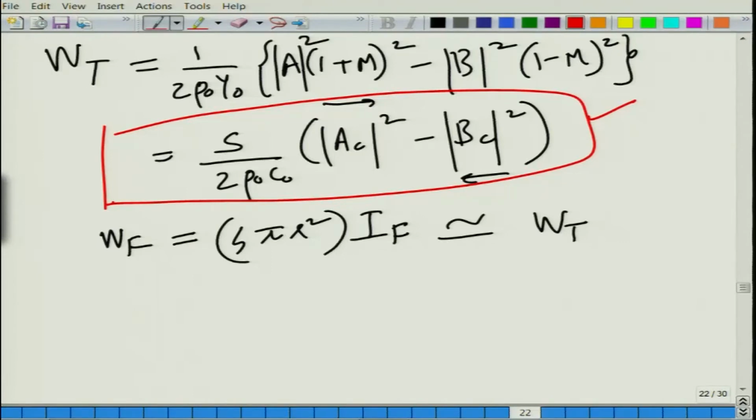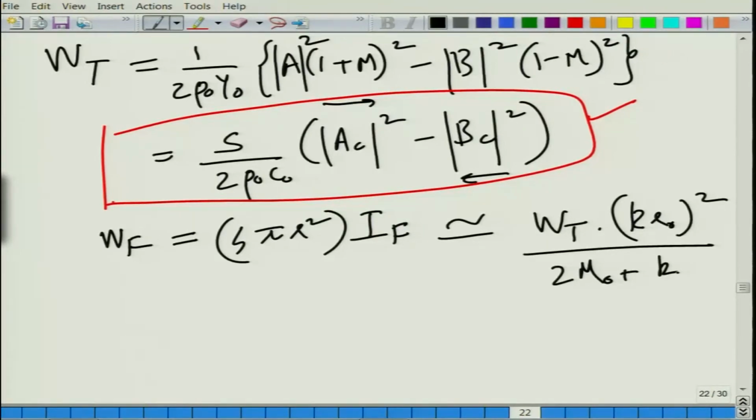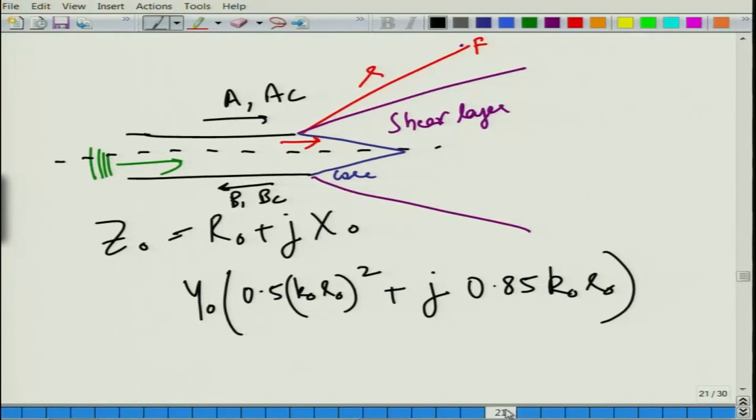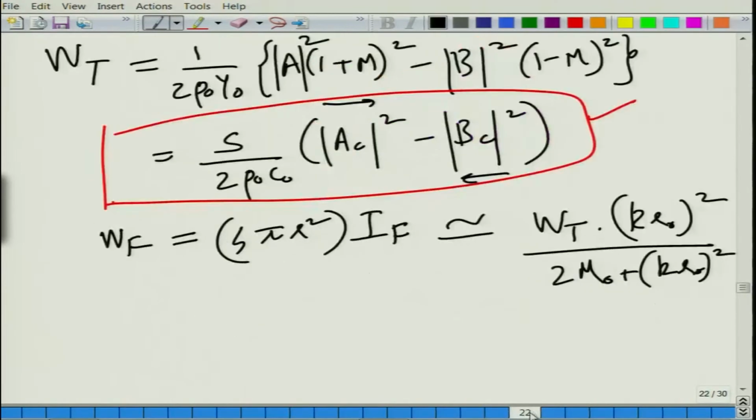Empirically people have found that this is given by WT into (k naught R) square divided by (2 M naught plus k naught R) whole square, where IF is the intensity over a spherical surface, 4 pi r square is the hypothetical sphere with radius r centered at, say, a point on the duct, or probably some point just at this point. Okay, so we have this sort of a thing.